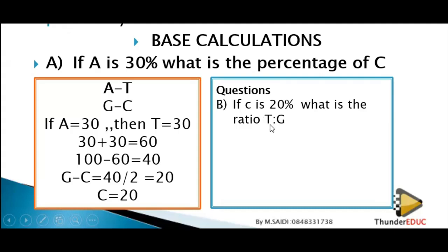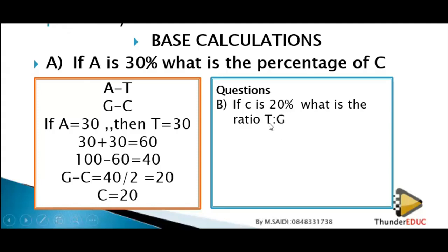Find out the percentage of each individual base. Remember, cytosine goes with guanine, as we saw here. So if this is 20%, automatically even this one is 20%. I'm going to use the same principle: 20 plus 20 is 40, but this is a percentage, so I subtract it from 100. 100 minus 40 is 60. So cytosine is 20 and guanine is 20.